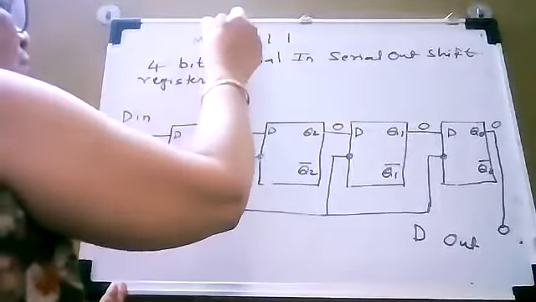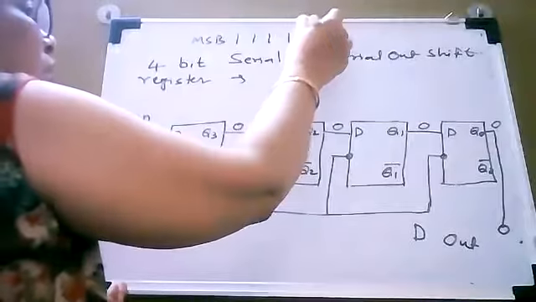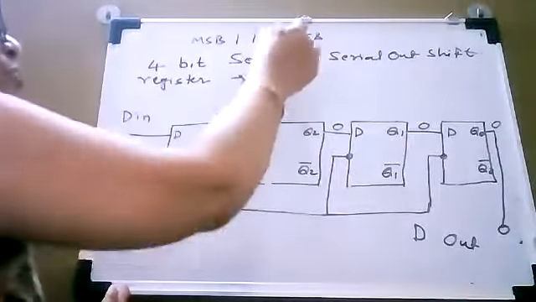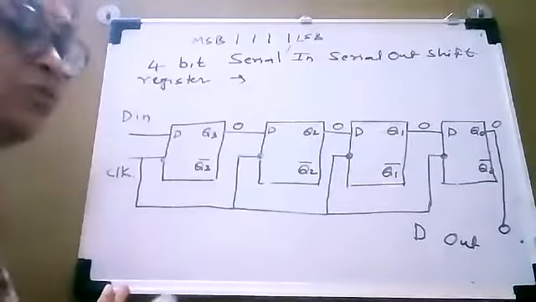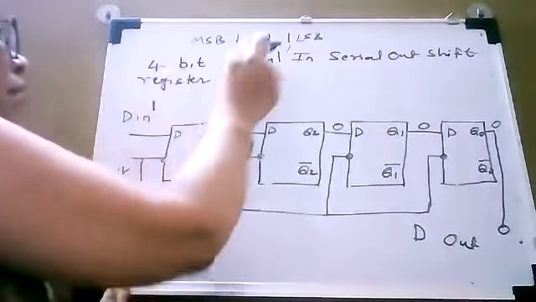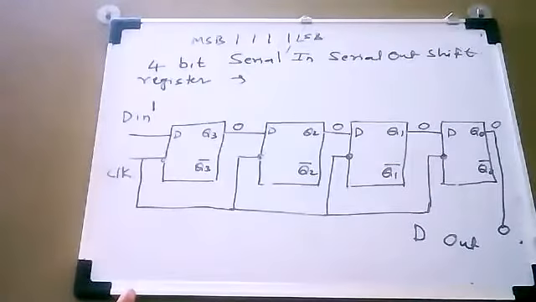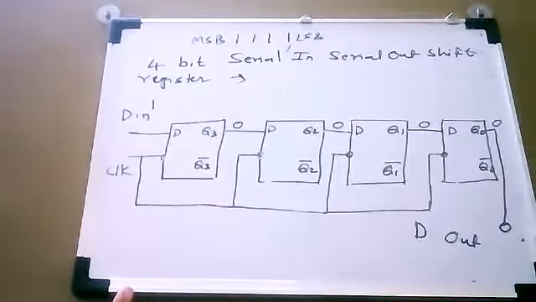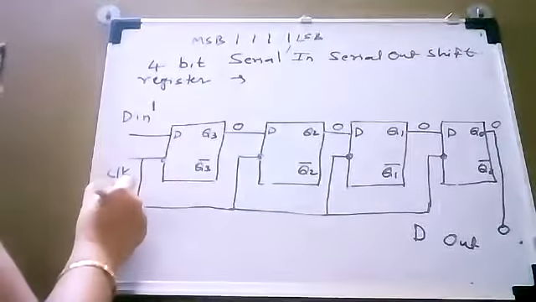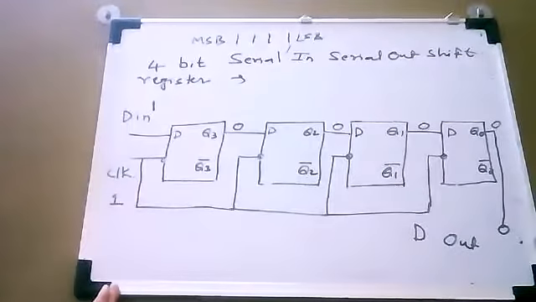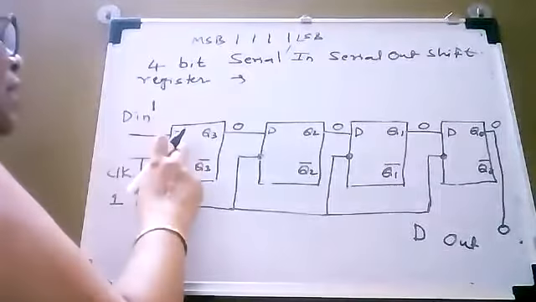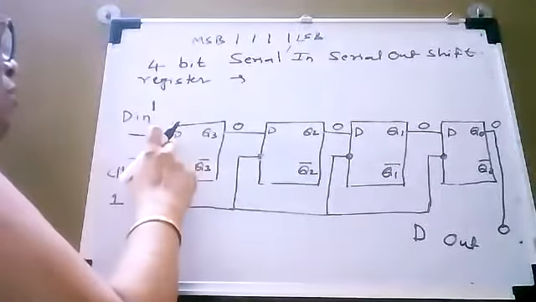So suppose this is your MSB and this is your LSB, then first you have to apply the LSB. Okay. So now all bits are 1, so LSB is 1. So let us apply 1 to begin and apply the first clock pulse. Okay. So when you apply the first clock pulse, then what will happen?